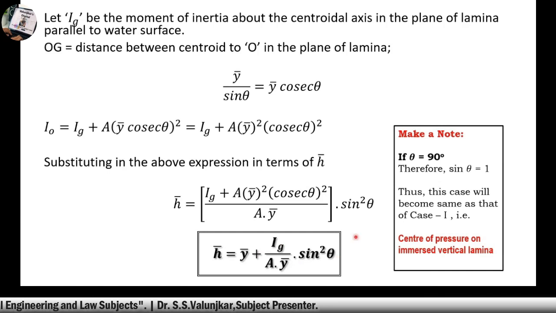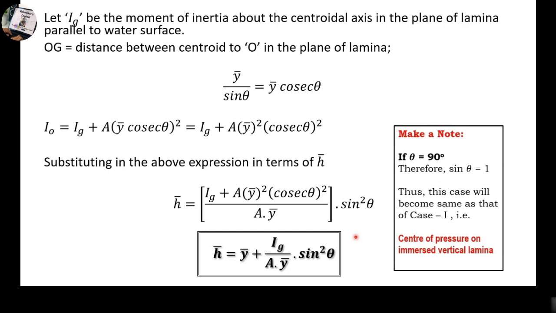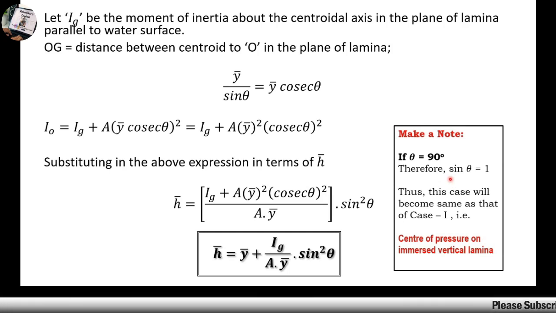What will happen if theta is equal to 90 degrees? Sine square 90 will be 1, so this lamina will behave like a vertical lamina. Make a note here: if theta is equal to 90 degrees, sine theta is equal to 1. Thus in this case it becomes case number 1, that is, the center of pressure on the immersed vertical lamina.